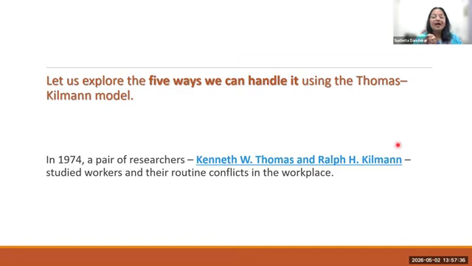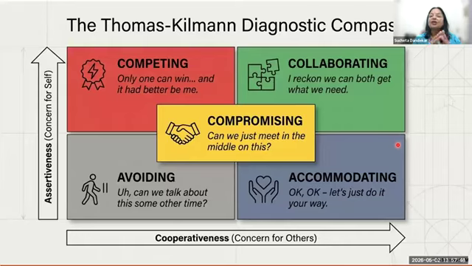In 1974, a pair of researchers, Kenneth Thomas and Ralph Kilmann, studied workers and their routine conflicts in the workplace, and they came up with this kind of a diagnostic compass. They said that most of the time we work in two sorts of zones. One is when you are being very assertive, thinking only of yourself. The other axis is cooperativeness, where there is a concern for others. And Thomas and Kilmann said that most of the time people will have five strategies.